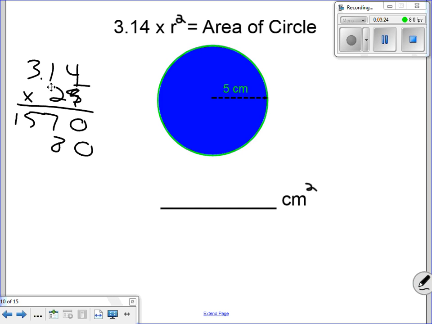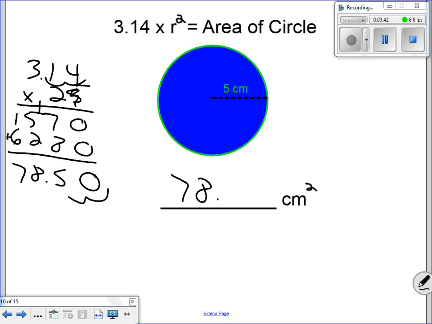2 times 4 is 8. 2 times 1 is 2. 2 times 3 is 6. I'm going to add these up. 0, 15. 5 plus 1 is 6. Plus 2 is 8. 7. Move those decimals. That's the area of my base.